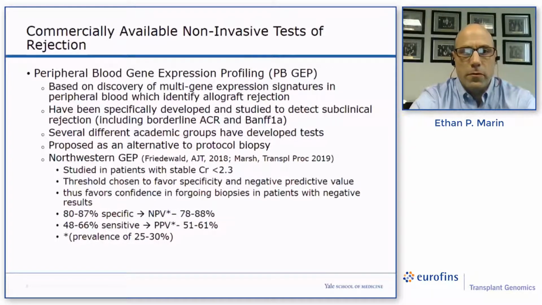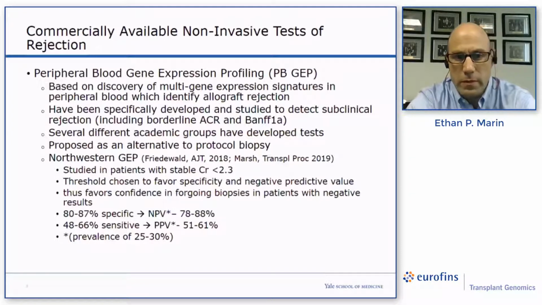The other major approach to non-invasive detection of rejection is a peripheral blood gene expression profiling test. And the principle of these tests is that gene expression profiles from a suite of genes identified in peripheral blood can be used to identify subclinical rejection. A couple of different groups have similarly developed gene expression profiling tests. The group at Northwestern, as shown in the Friedewald paper in AJT from 2018, developed a test that was subsequently commercialized as the TruGraf test.